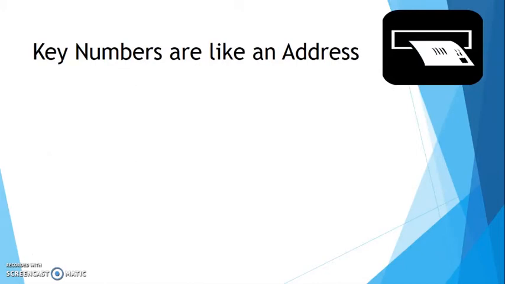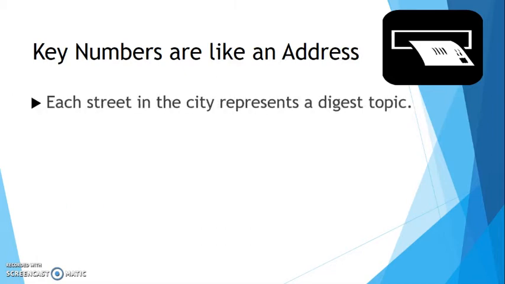You may be a little confused as to what a key number is, so maybe an analogy will help. Let's say you need to pick up a package at a business somewhere located in Naples, but you do not know where the business is actually located. And the fact that Naples has many streets complicates your ability to get the package. Well, just as Naples has many streets, the law has many topics. So think of each street in Naples as a separate digest topic.